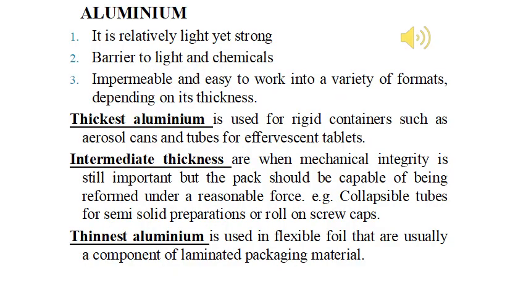Aluminium is a relatively light but strong metal. Thick aluminum is used for constructing aerosol cans, whereas thin aluminum is used for making flexible foil used in blister packaging. Intermediate thickness aluminum is used for making collapsible tubes for semi-solid preparations. Aluminum forms aluminum oxide on its surface, which is susceptible to corrosion. To overcome this, aluminum is lined with epoxide, vinyl, or phenolic resins.